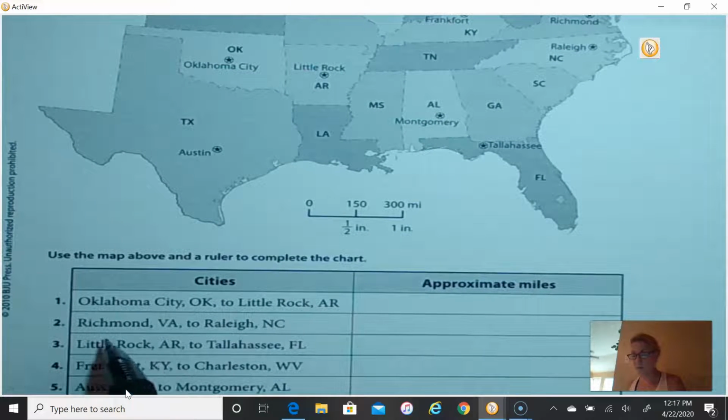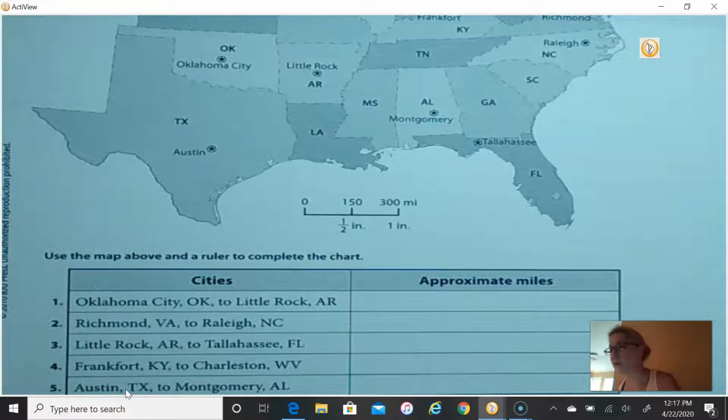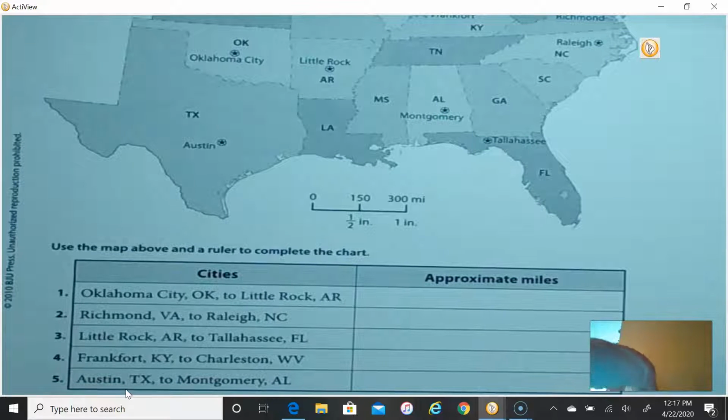Number 2 is Richmond, Virginia to Raleigh, North Carolina. All right, Richmond, Virginia to Raleigh, North Carolina. I had a ruler somewhere around here. I don't know what they did with it.